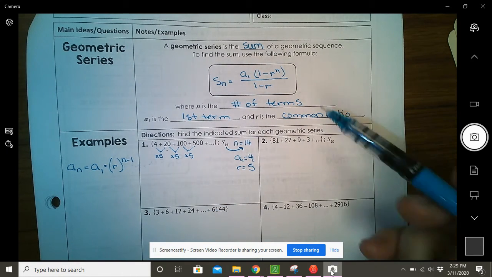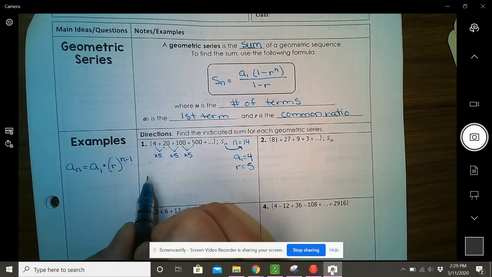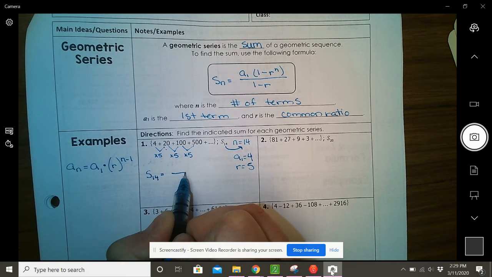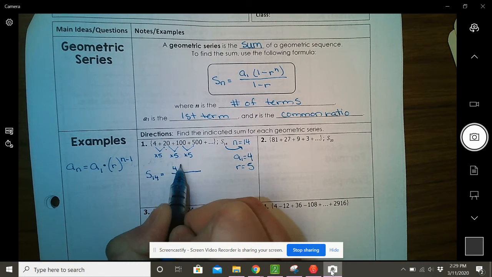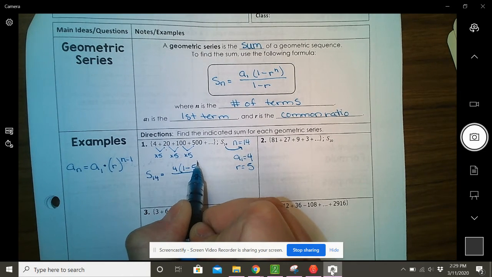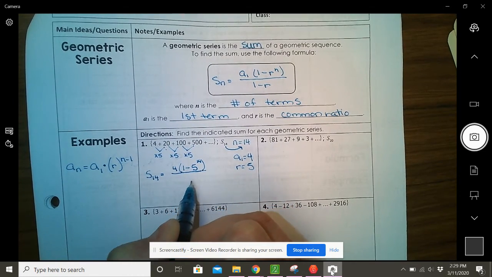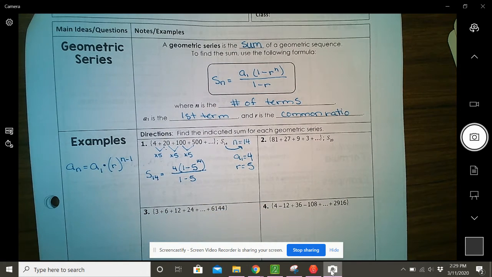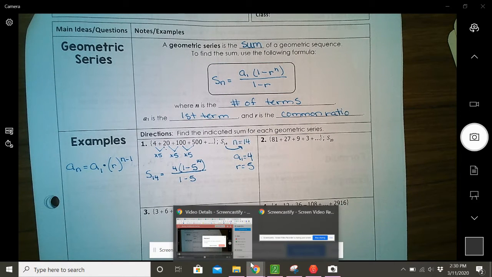So let's put everything into the right position on the formula. The sum of this series through 14 terms is equal to the first term of 4 times 1 minus the common ratio, which is 5, to the power of 14, all divided by 1 minus 5. Pretty awesome formula. Now, I have no idea what 5 to the 14th is, so you're really going to be good at using Desmos by the time you're finished here. So I'm going to go on over to Desmos.